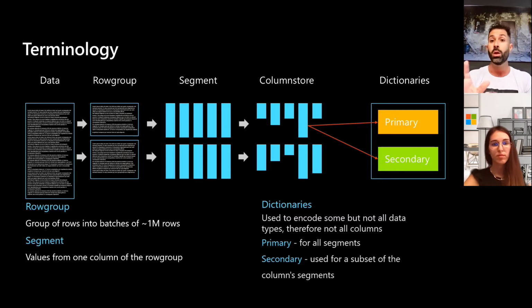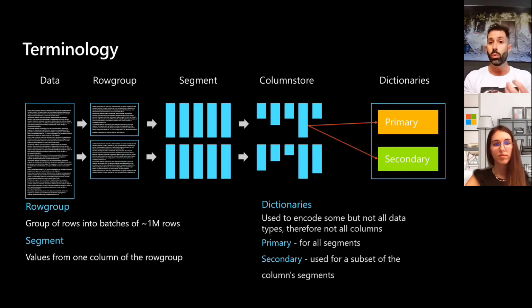And here we go. We have your data. Let's assume that you have a table with 10 million rows. What is going to happen when you create a columnstore index? We are going to divide this table into row groups, and each row group will have a maximum of 1 million rows. If your table has 10 million rows, we will end up with 10 row groups.